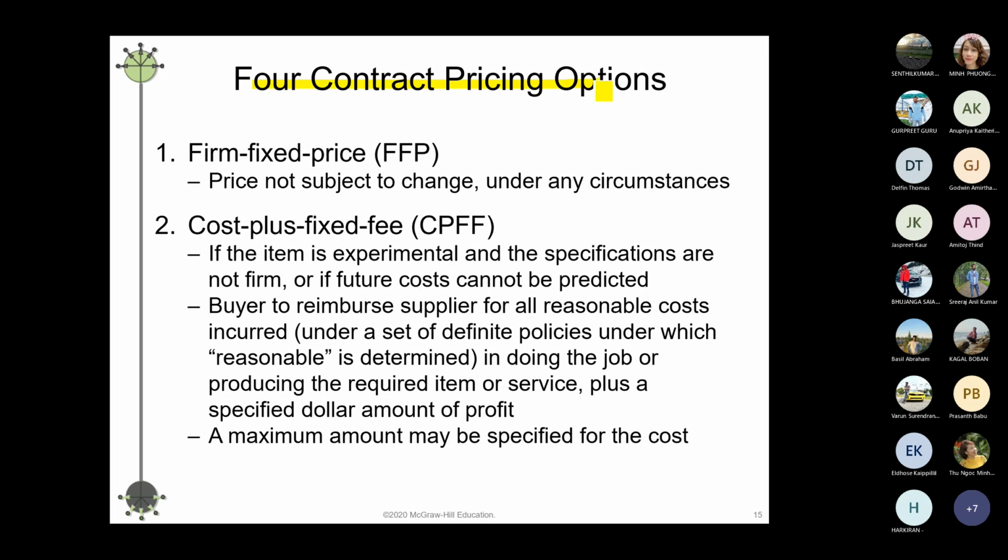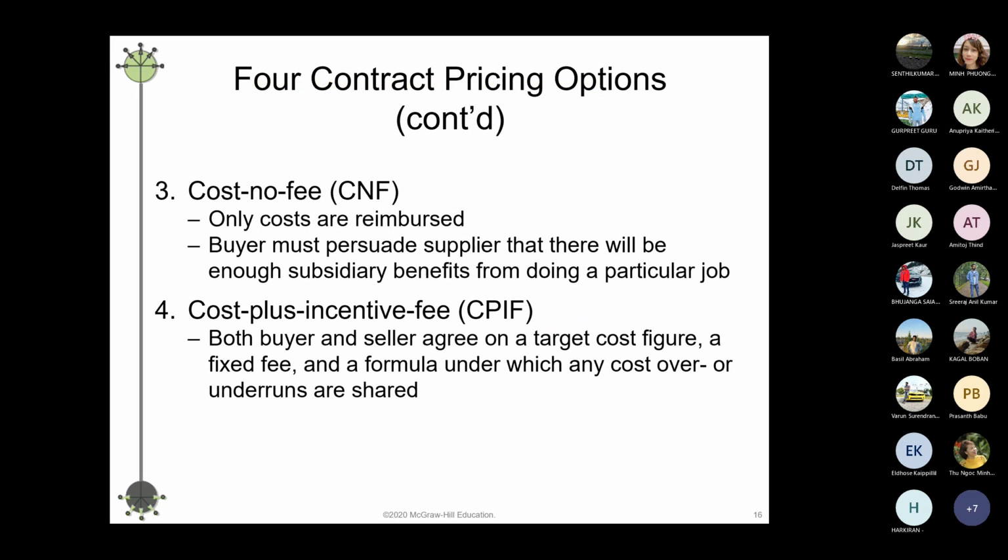So how can we make sure that in our contract with suppliers, we reflect how to compensate the cost if the costs go higher or lower? So that's something that we need to know about, different types of contracts.